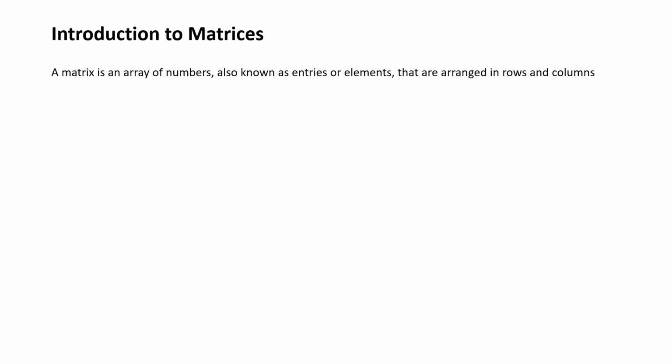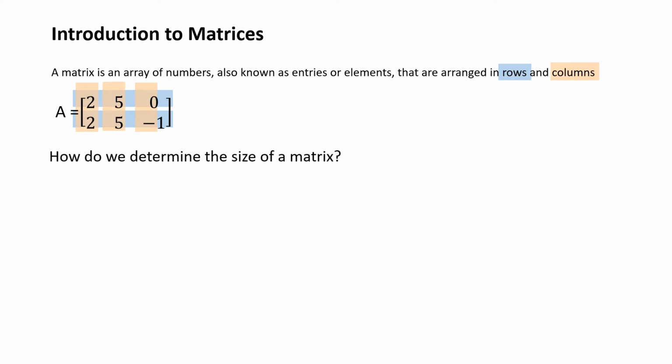A matrix is an array of numbers, also known as entries or elements, that are arranged in rows and columns. How do we determine the size of a matrix? The size of a matrix is the number of rows and columns it has. The size of a matrix can be written as R times C, where R is equal to the number of rows and C is equal to the number of columns.